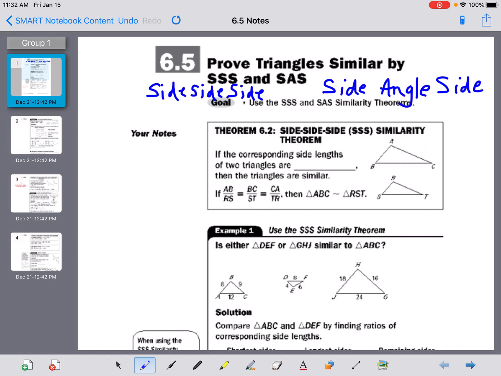Okay, so the first theorem says side, side, side, similarity theorem. If you can prove corresponding side lengths of two triangles are proportional, then the triangles will be similar. So again, we're not proving sides congruent, but proving them proportional, which means side AB over RS equals BC over ST equals CA over TR. So if all three sets of sides are in the same exact proportion, and it is important that we get all three, you can't do two sets and then say it, you have to do all three, then you can prove your triangles similar.